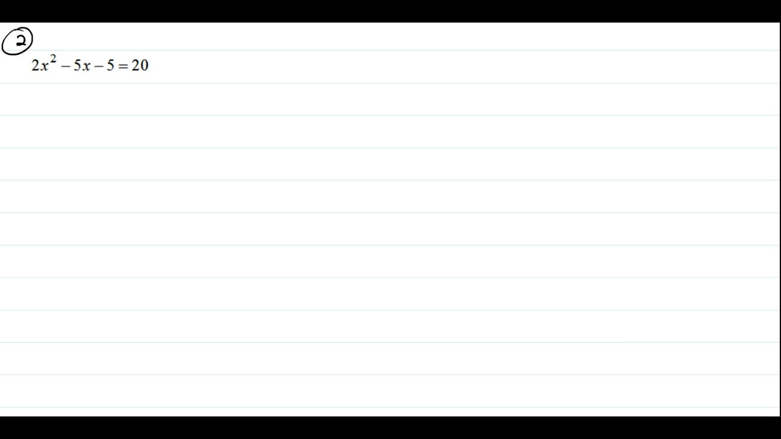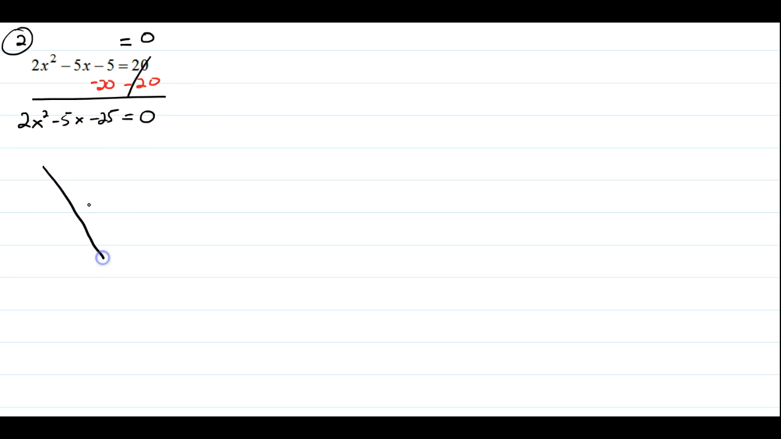So whenever we solve a quadratic, something with an x squared, we need it to equal 0. So this 20 is in the way. So what we do is minus 20 from both sides. And when I minus 20, notice the 20 doesn't have an x or an x squared, so I got to combine it with its like term, the constant negative 5. So this goes away and gives me 0 on the right. And now I have 2x squared minus 5x minus 25. This is the problem we're going to use to do the Xbox method.